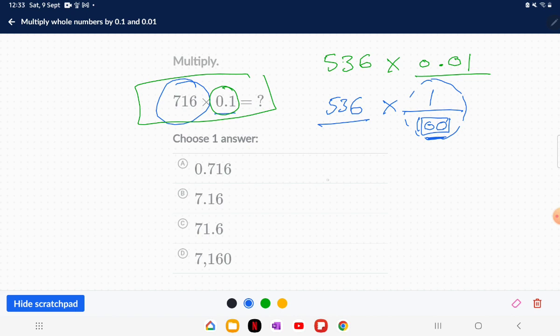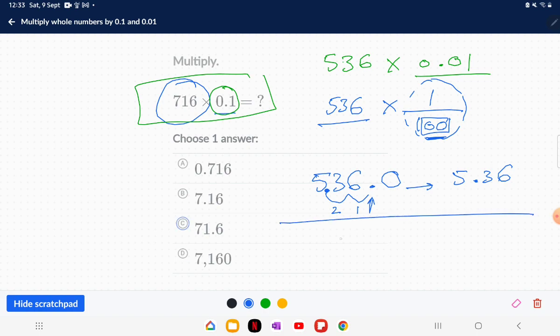So 536 is the same as 536.0. So this decimal will have to move a number of places equal to the number of zeros that you have. It will take jumps to the left side, and the count of jumps will be equal to the number of zeros you have. So we have 2 zeros in 100, so 1 jump and 2 jumps. So the decimal will go here, and this will become 5.36, right?